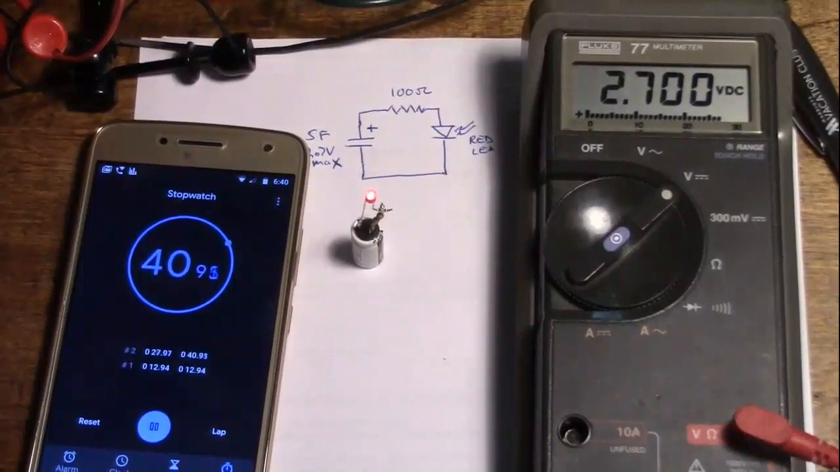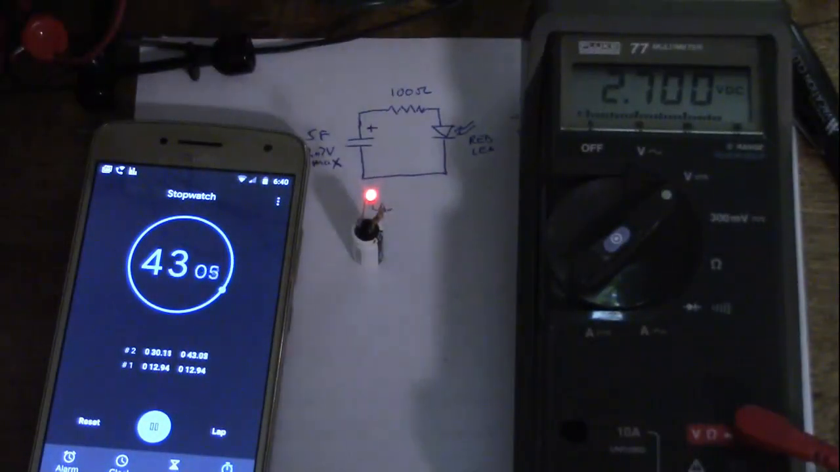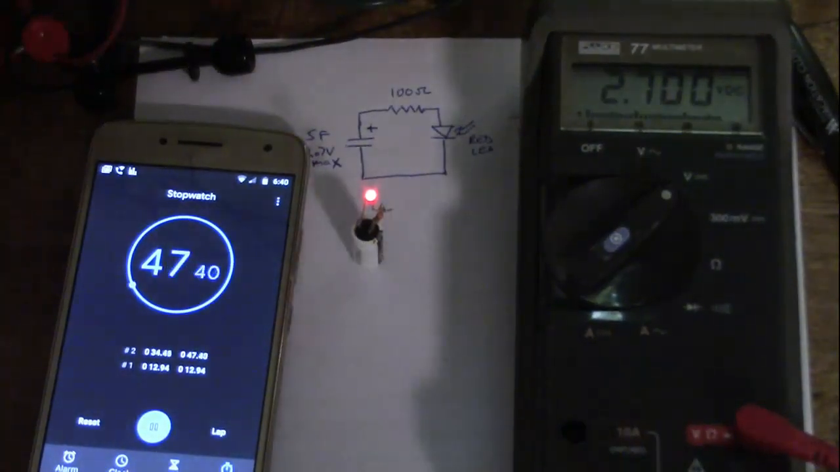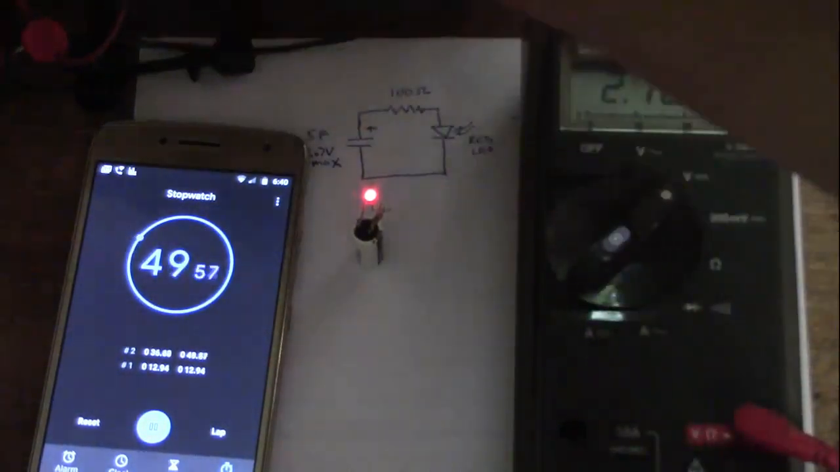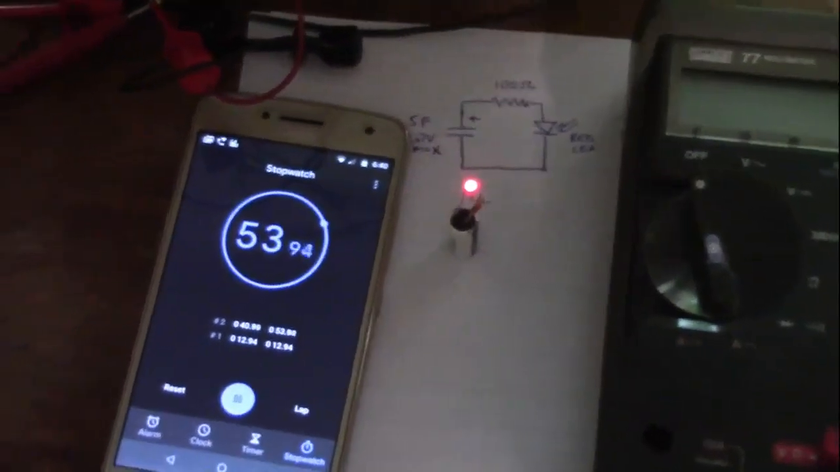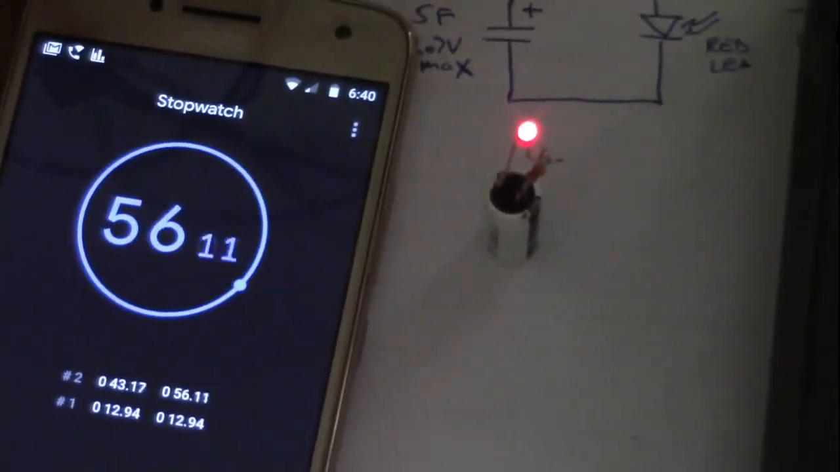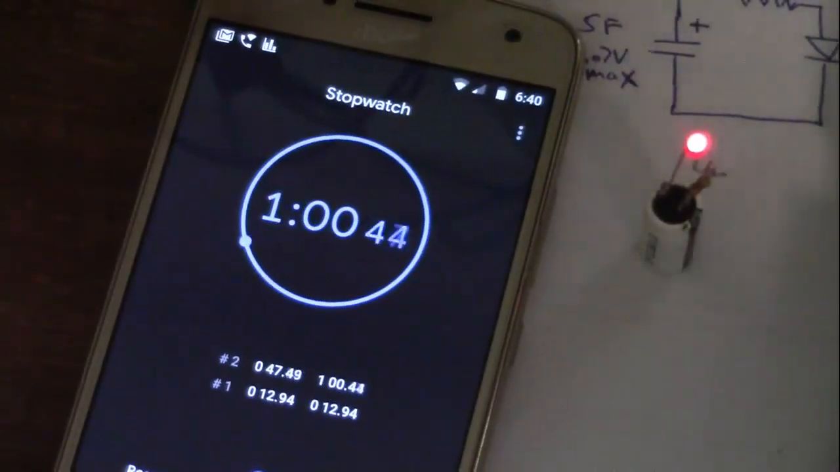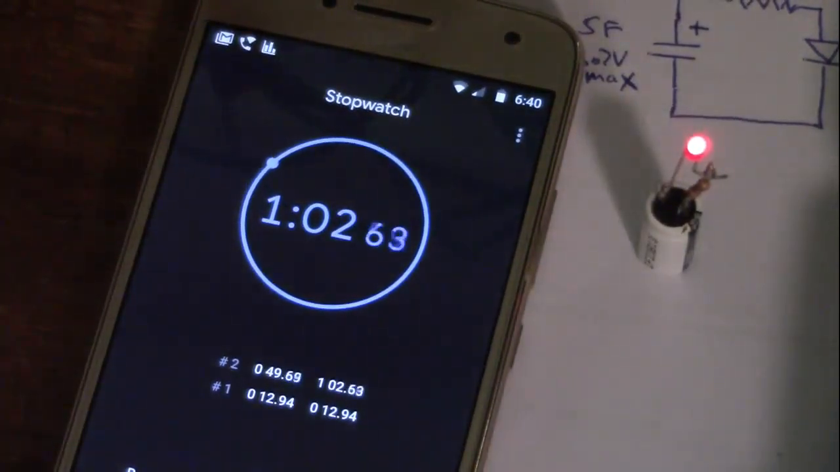I'll turn off the light so it's sort of easy. And now what I'm going to do is just wait and see how long it takes for the capacitor to discharge. We don't need the power supply anymore, or the multimeter. Let's zoom in on the relevant LED and time, and we'll just watch and see what happens to that LED.